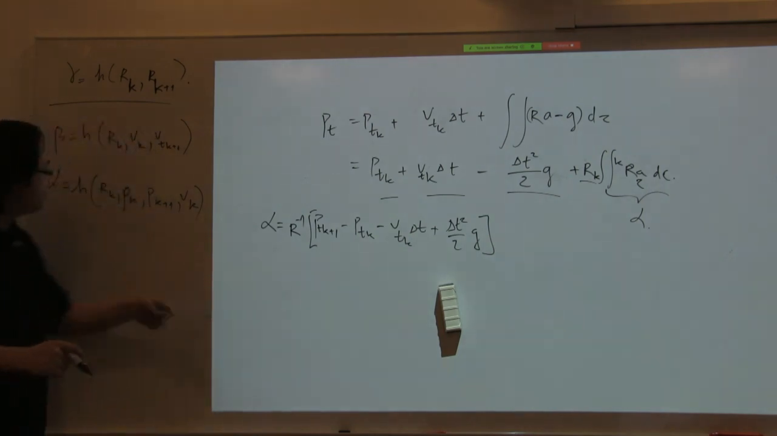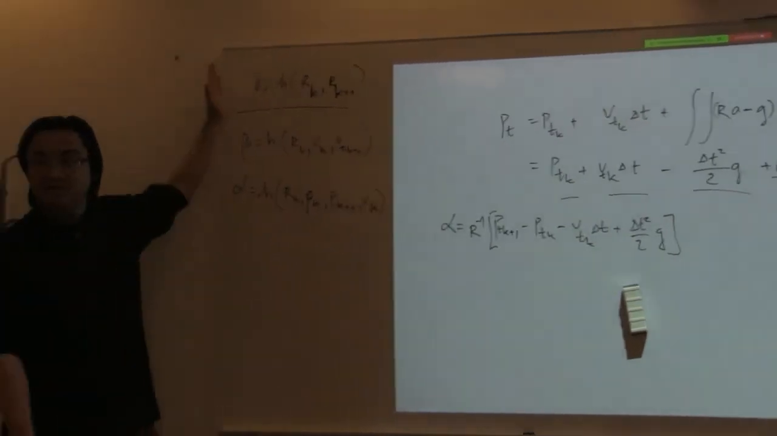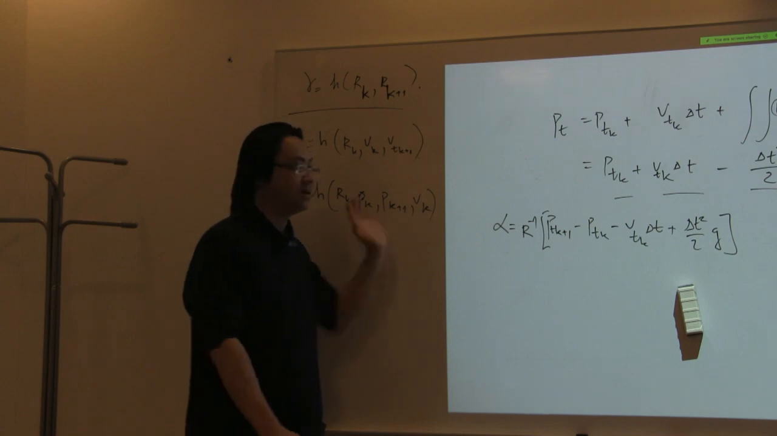So this is our observation model here. Do I miss anything? Yep. So the purpose of the integration is basically to find the observation model of the state. That's all.